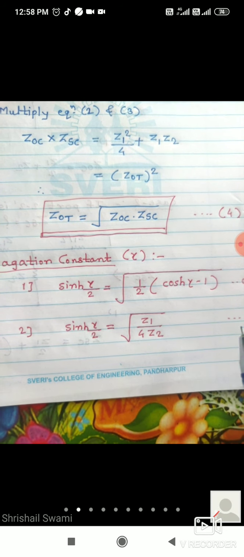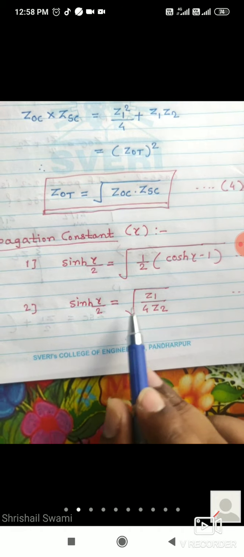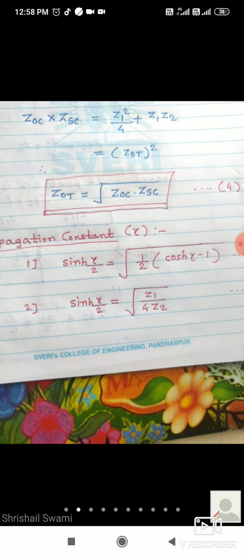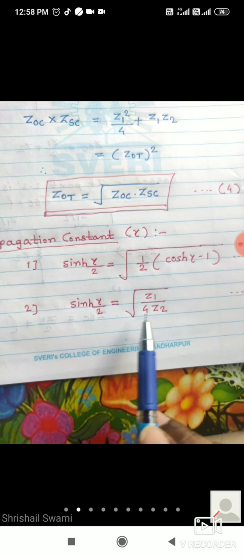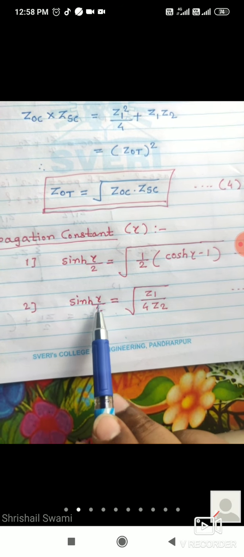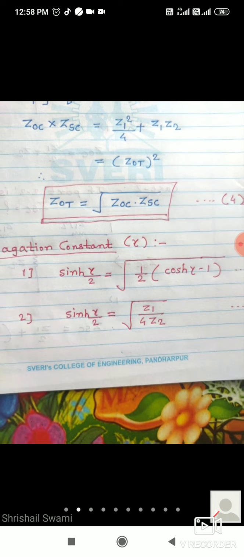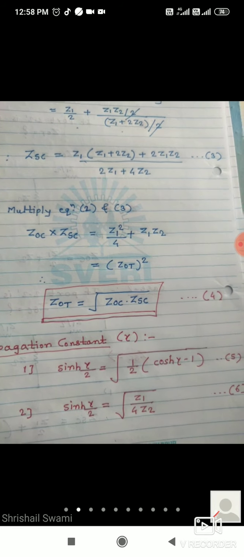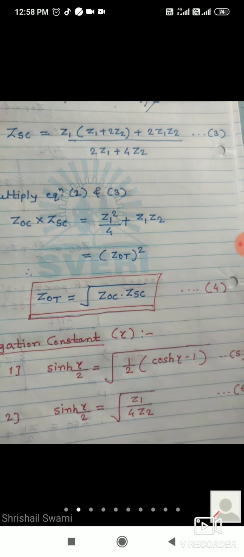So gamma you can calculate by using the impedances. This formula you will use. So if you know Z1 and if you know Z2, you will get the value of the propagation constant gamma. So this is about the T-type filter network.